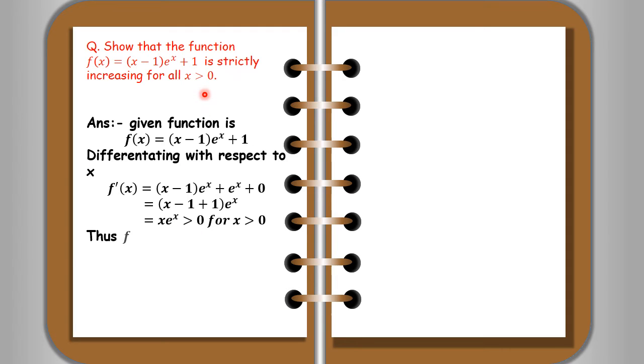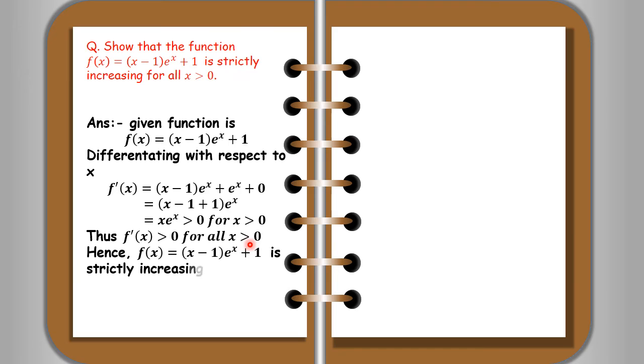Since x is positive, I have taken x greater than 0. Since e to the power x is also greater than 0, we don't need to show it. We all know that x e to the power x is greater than 0. So I have shown that f dash x is greater than 0 for all x greater than 0. Hence the function is strictly increasing for x greater than 0.